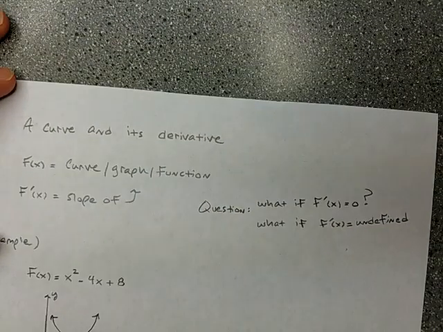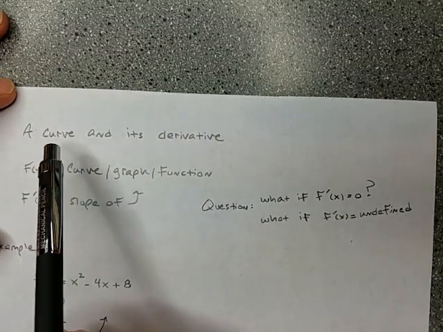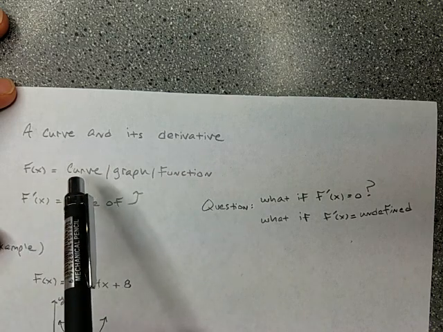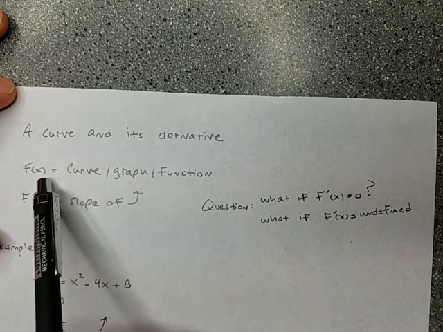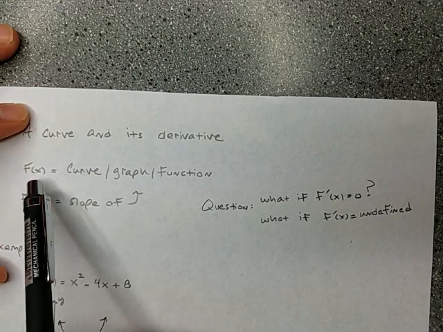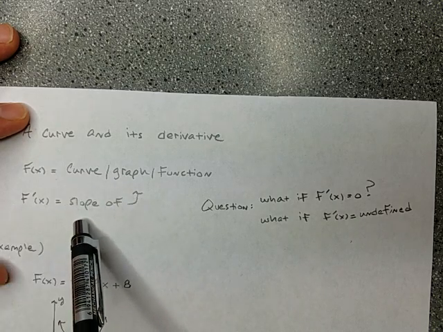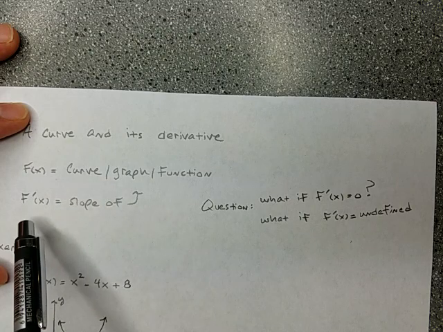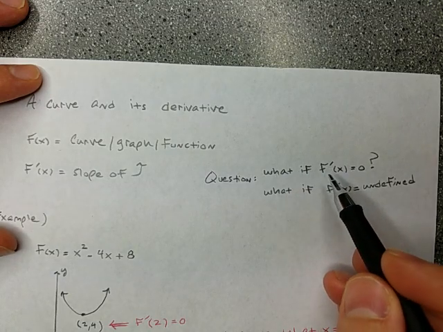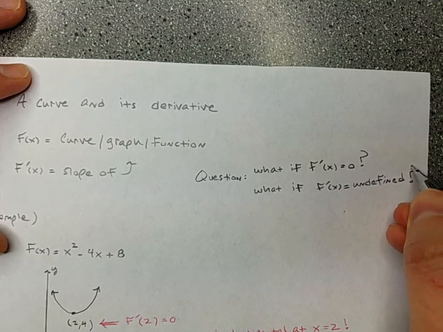So, in order to set all that up, I want to do an introduction video about a curve and its derivative and what the connection is between them. A curve, a graph, a function, that's usually given to us by y or f of x. And f prime or y prime, one of many things that tells us is the slope of that original curve. So what we need to address in this video is what does it say about a curve if the derivative is zero? And what does it say about a curve if the derivative was undefined?